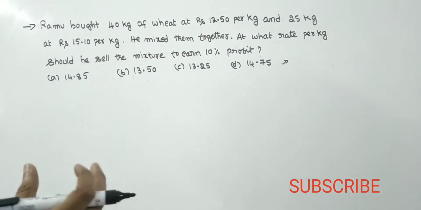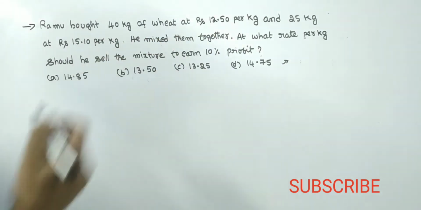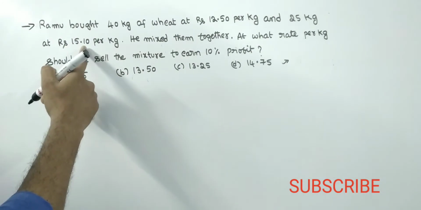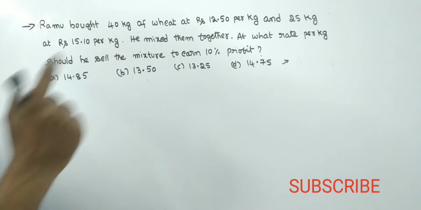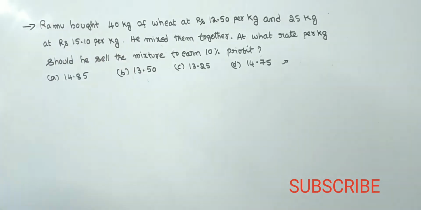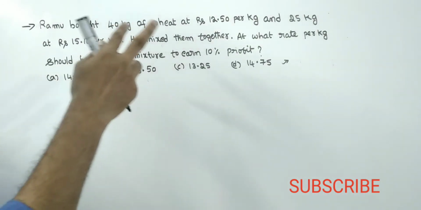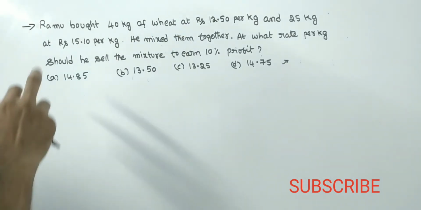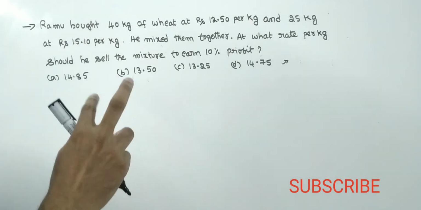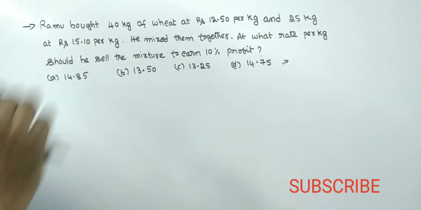See friends, what has he given? Ramu bought 40 kgs of wheat at rupees 12.5 per kg and 25 kgs at 15.10 per kg. He mixed them together. At what rate per kg should he sell the mixture to earn 10% profit? Ramu bought 40 kgs of wheat at 12.5 and 25 kg at 15.10. Then he mixed them together. Then he is asking at what rate per kg should he sell the mixture to earn 10% profit.